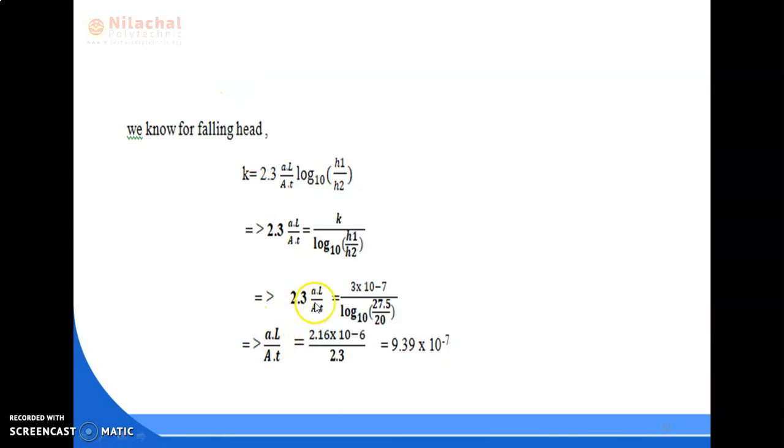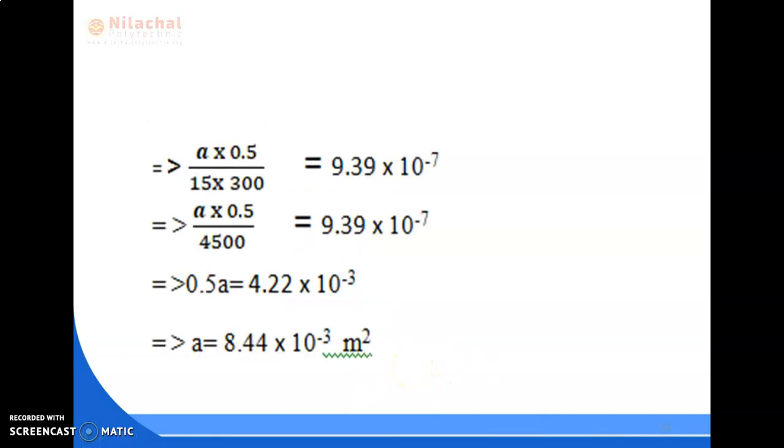Again here, 2.3 aL by At equal to 3 into 10 to the power minus 7, I put this value of K, by log base 10 of 27.5 by 20. Again aL by At equal to, we divide by 2.3 here, then this equals 9.39 into 10 to the power minus 7. Again everything is given, only the unknown is a, as I have already told. So a into 0.5 divided by 15 into 300 equal to 9.39 into 10 to the minus 7. After solving, we found that the area of the standpipe, small a, equals 8.44 into 10 to the power minus 3 meter square.